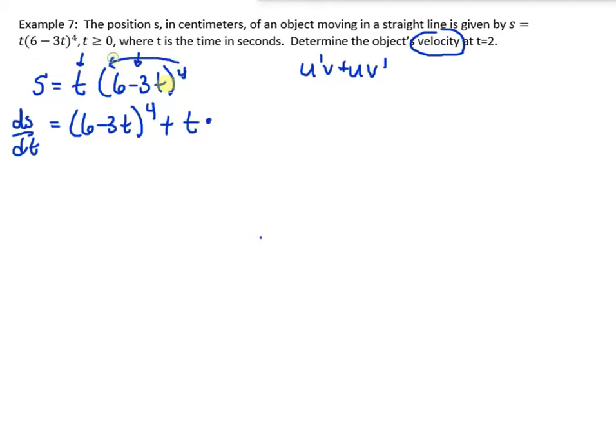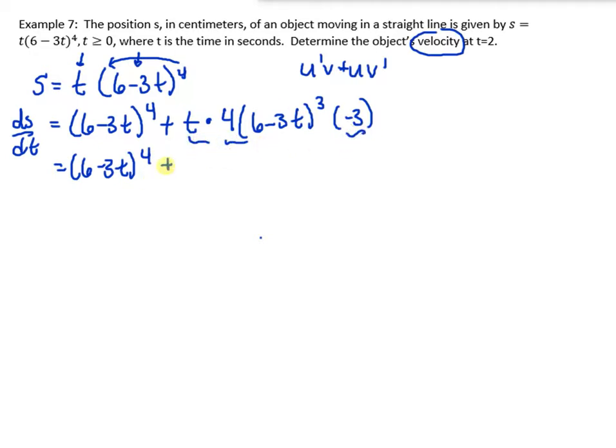So bring that 4 down. 4, 6 minus 3t. The 4 goes to a 3. Now we're going to multiply it by the derivative of what's inside. Again, we're using the chain rule. We have t, 4, and negative 3. So this is going to be plus negative 12t, 6 minus 3t cubed.